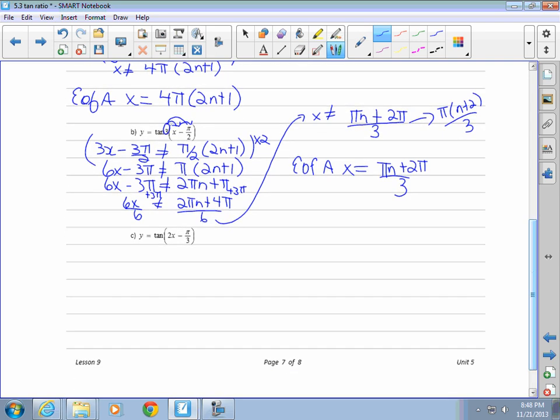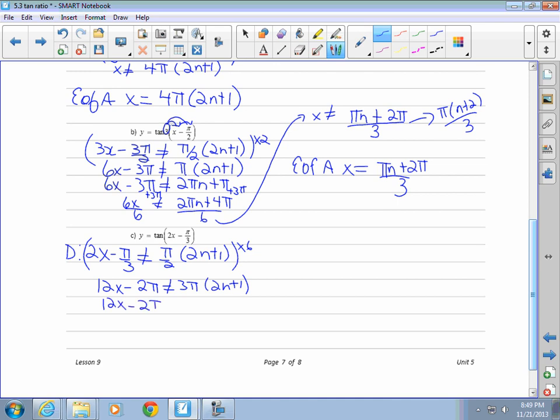Okay, last one on this page. 2x minus pi over 3 is what x was substituted for. So 2x minus pi over 3 is not equal to pi over 2 times 2n plus 1. So I have to get rid of my denominators. Lowest common multiple is a 6. I have 12x, minus pi over 3 times 6 is going to give me a 2 pi. Pi over 2 times 6 is a 3 pi times 2n plus 1. I solve.